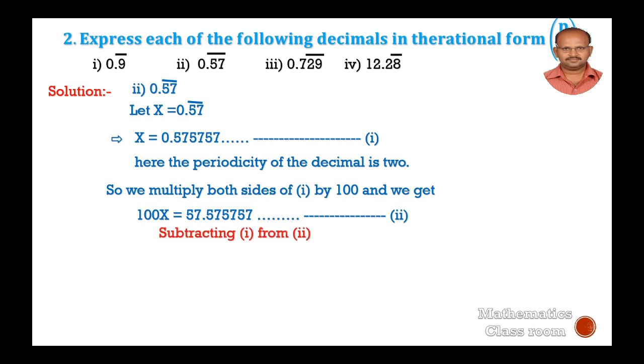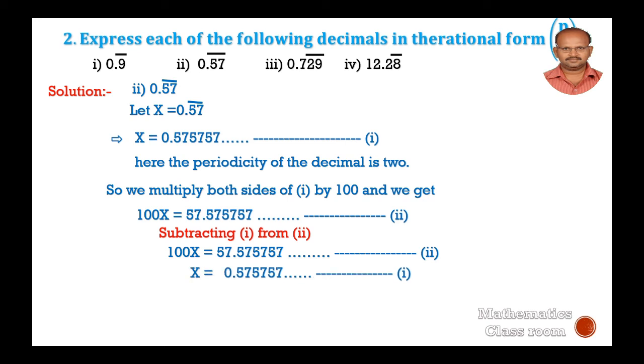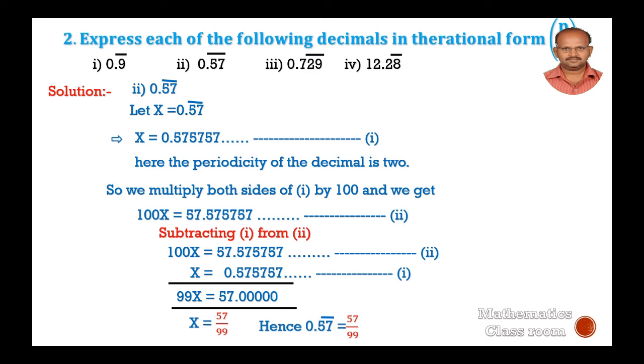100x is equal to 57.57, 57, 57 and so on. It is equation number 2. x is equal to 0.57, 57, 57 and so on. It is equation number 1. Subtracting 1 from 2, 100x minus x is equal to 99x, that is equal to 57. Then x is equal to 57 by 99. Hence 0.57 bar on 57 is equal to 57 by 99.